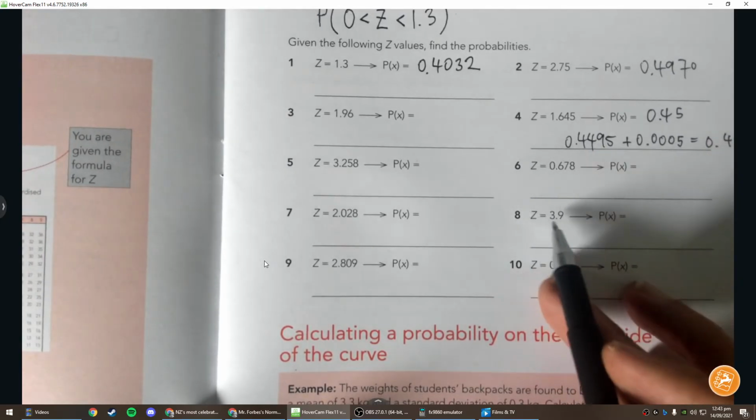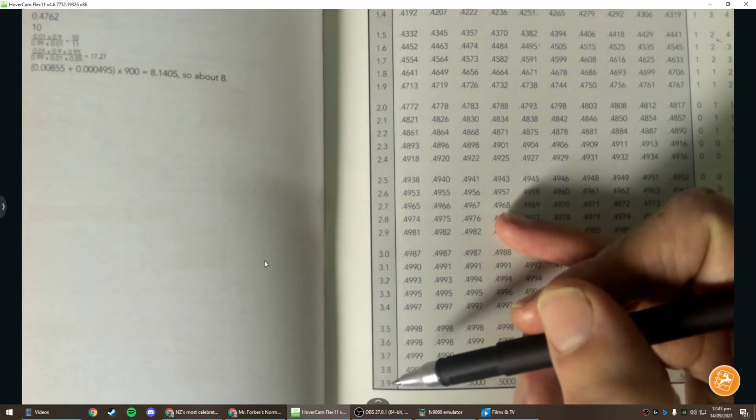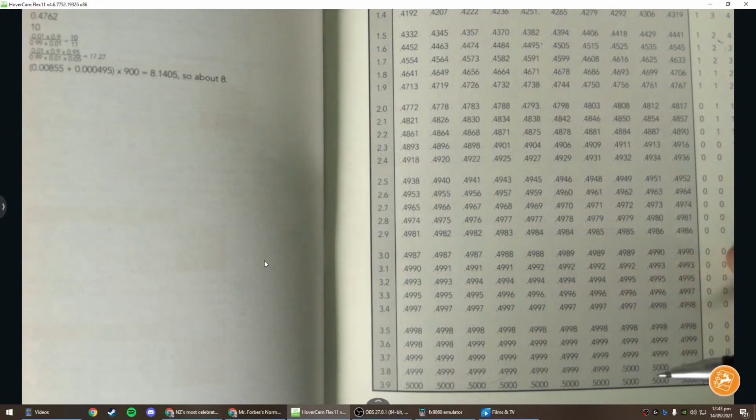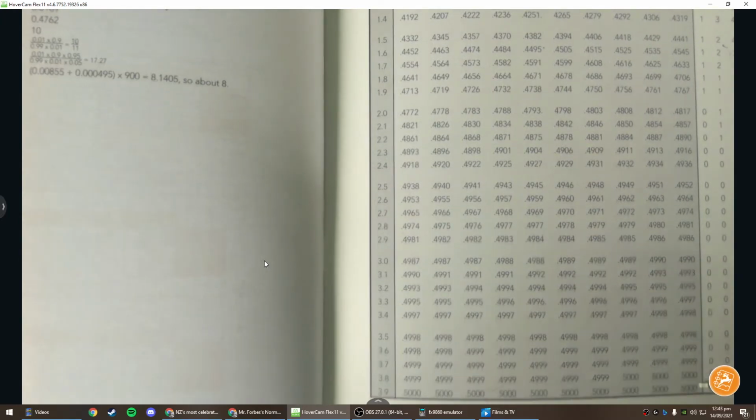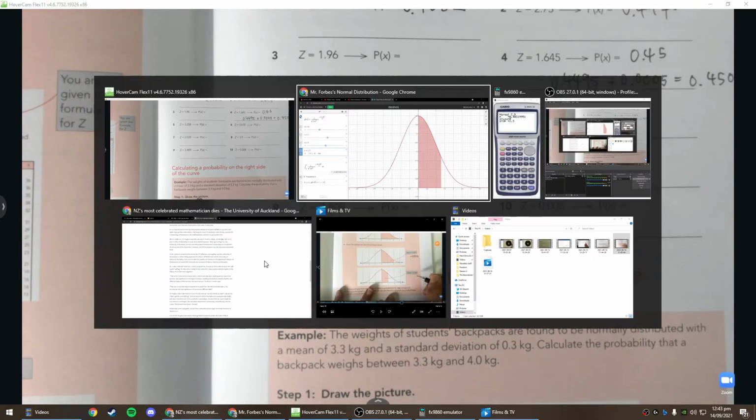Question 8. Let's go to 3.9. We go down here. Does it go down to 3.9? Yes, it does. But notice that all of the values of 3.9 are 0.5. So it sort of finishes at 0.5, and I just want to show you guys why that is the case.